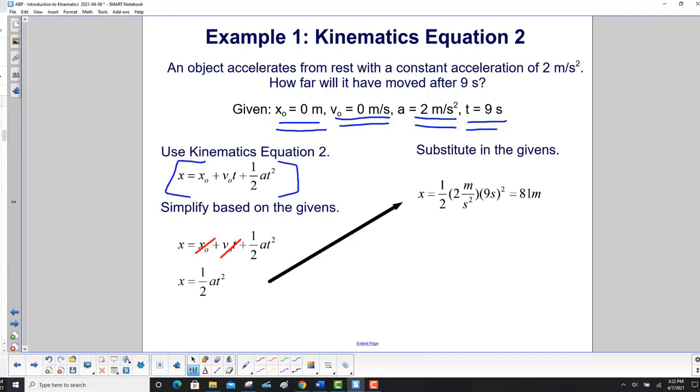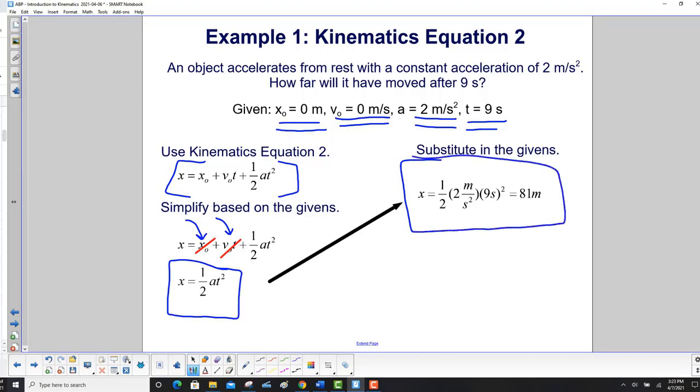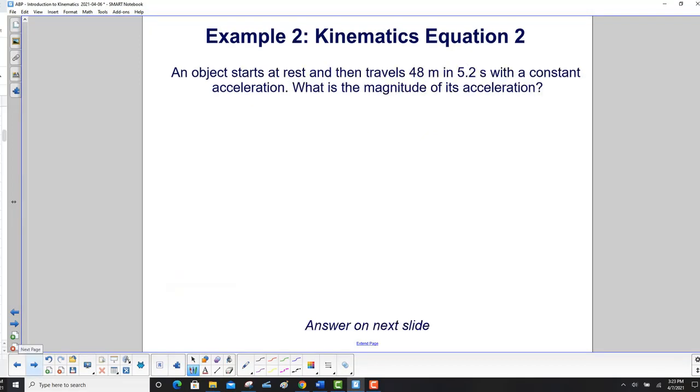And before we do anything, we get rid of the quantities that are equal to 0. So that's going to be x0 and v0. We're left with x is equal to 1/2 at squared. Substitute in the givens, and we get 81 meters. Example 2. An object starts at rest and then travels 48 meters in 5.2 seconds with a constant acceleration. What is the magnitude of its acceleration?